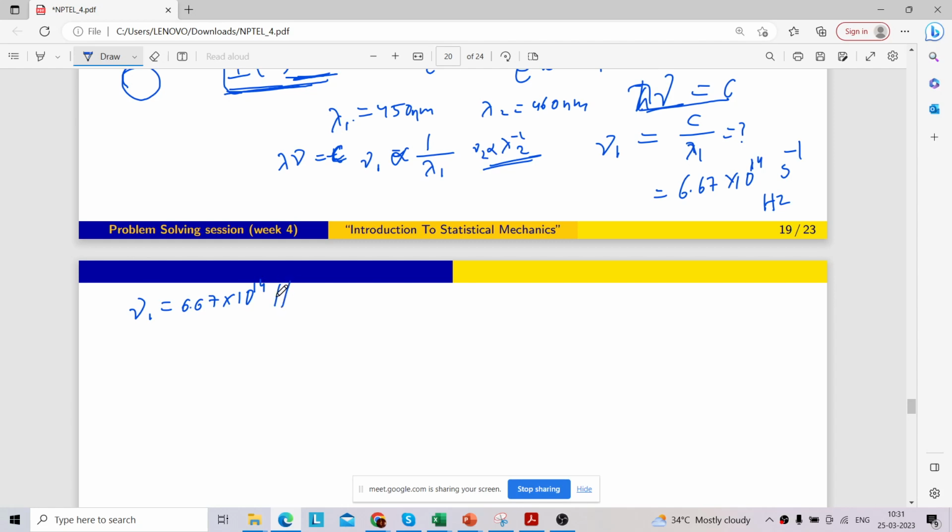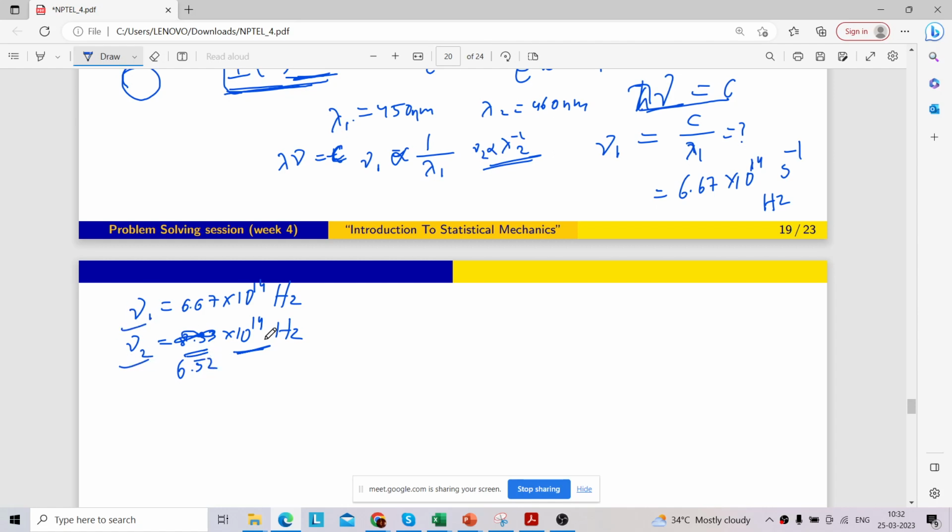Can you quickly tell me the nu 2 value? 8.33 into 10 to the power 14 hertz. Did you calculate it correctly? 10 to the power 14, 8.33, right? Sorry, it's not 8.33, it's 6.52, 6.55. So we have nu 1 and nu 2.